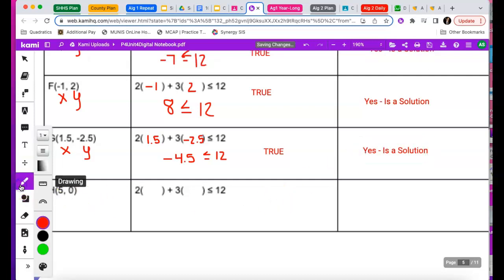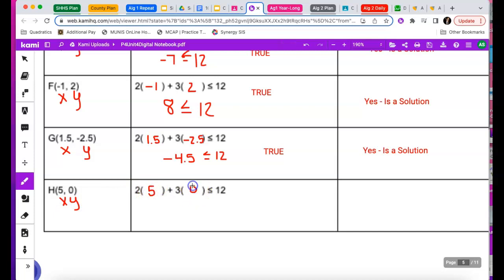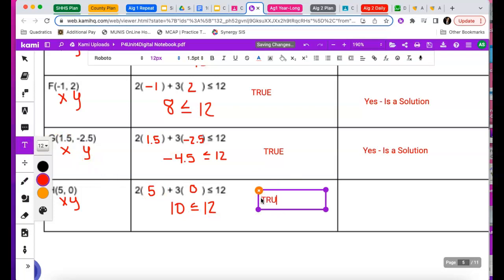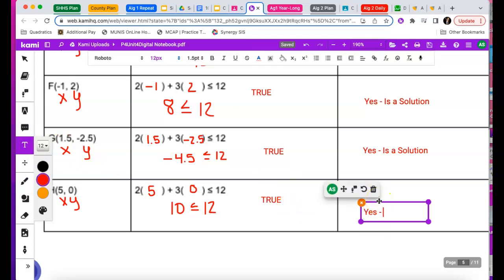We've got one more coordinate to check. So the x will be 5, the y will be 0. So 2 times 5, 3 times 0. This one I can actually do in my head. 2 times 5 is 10. 3 times 0 is 0. So is 10 less than or equal to 12? It's less than 12, so that makes it true. And yes, this is a solution.